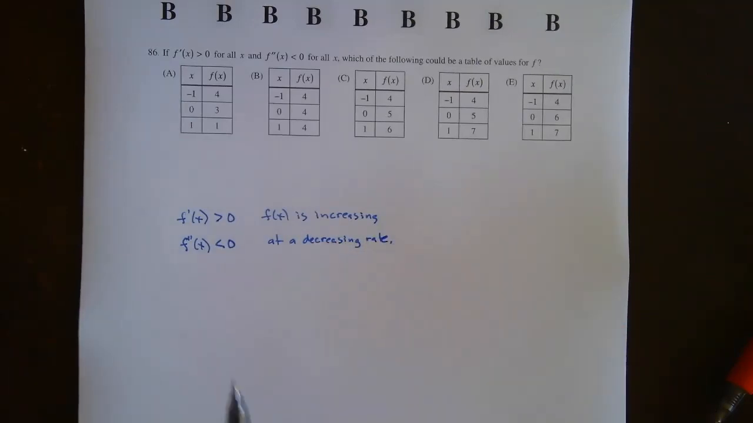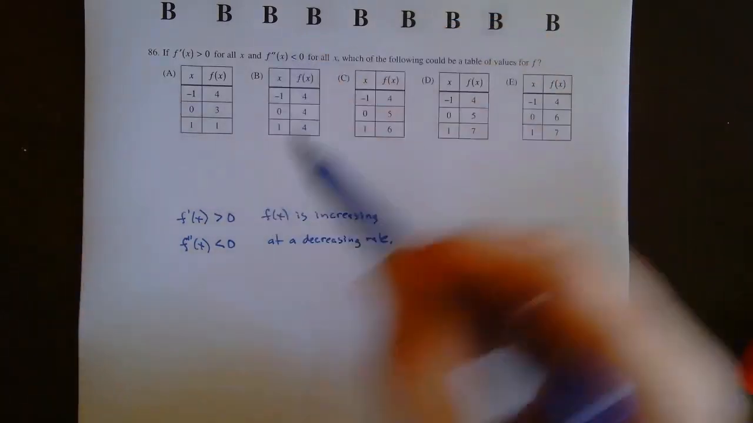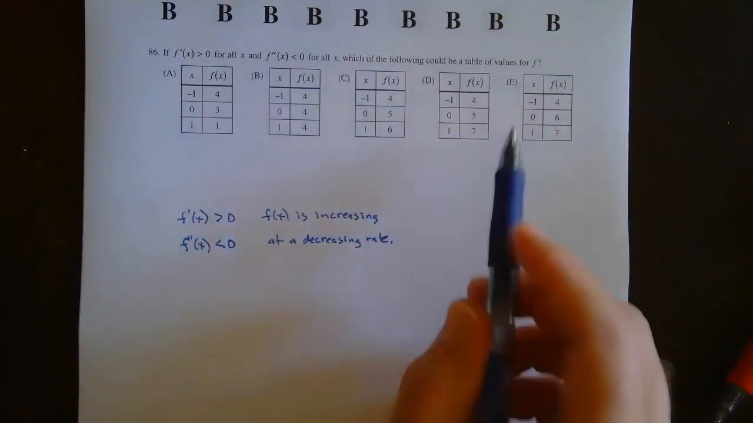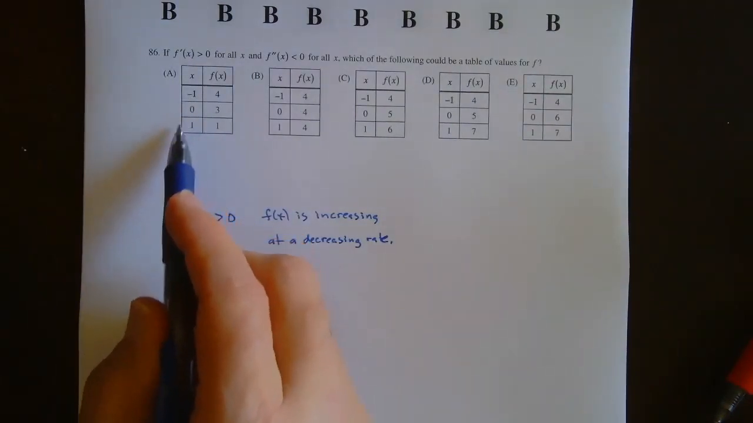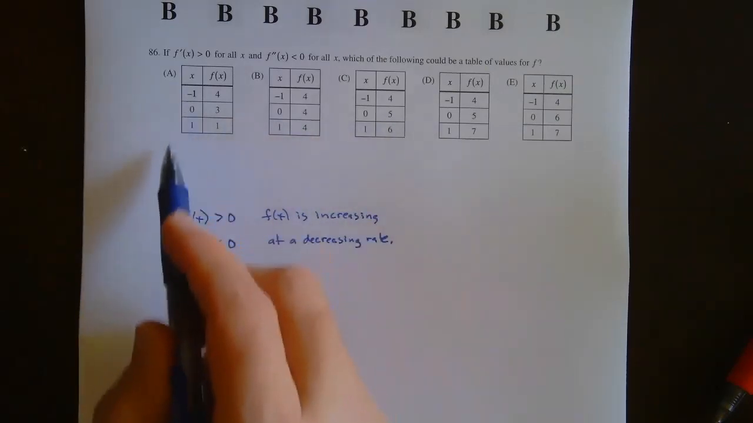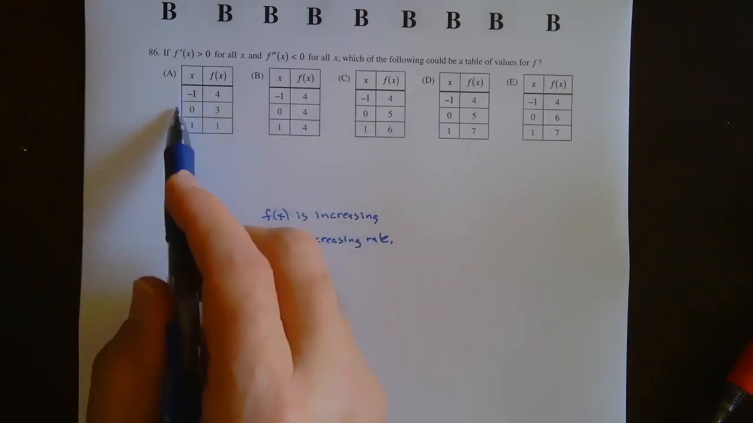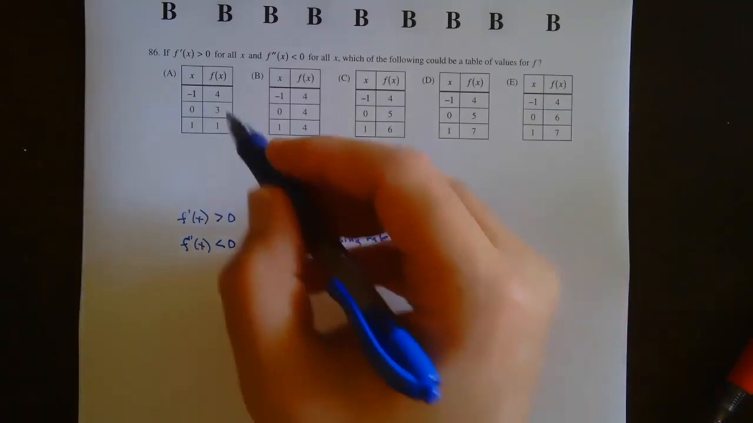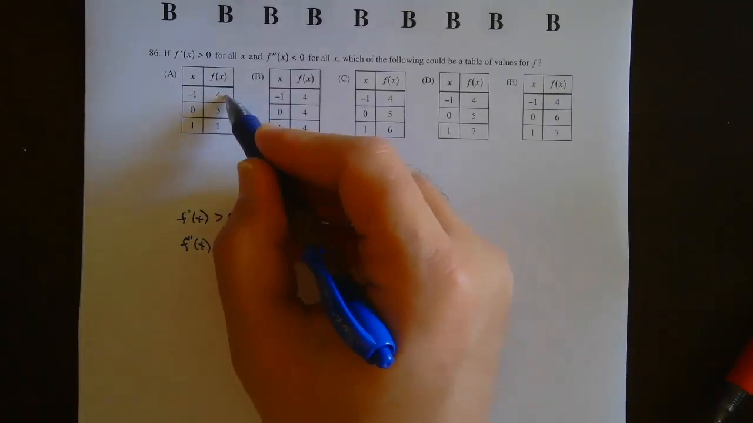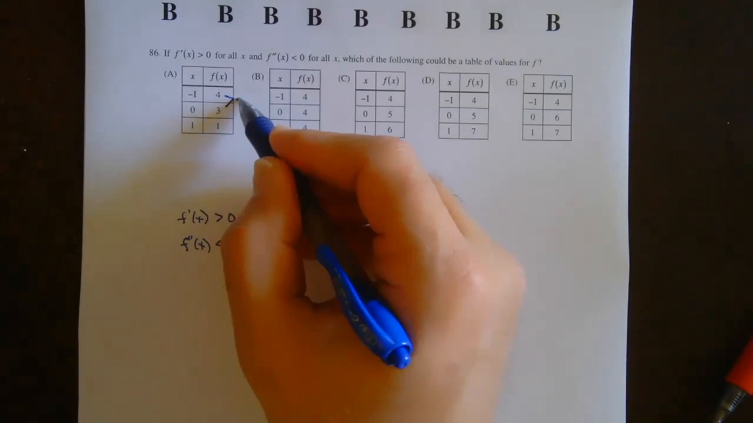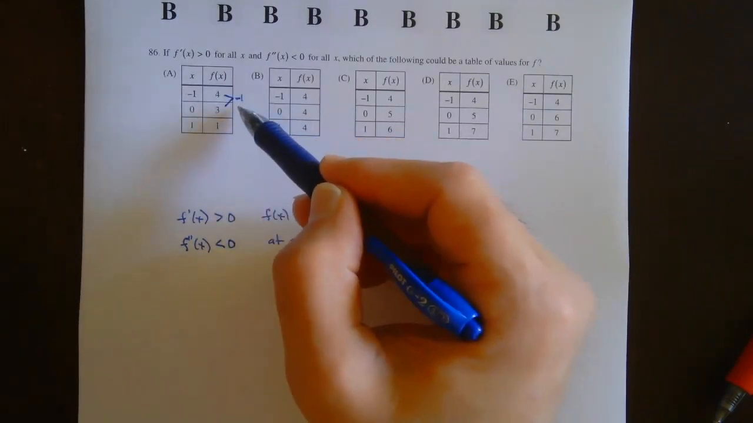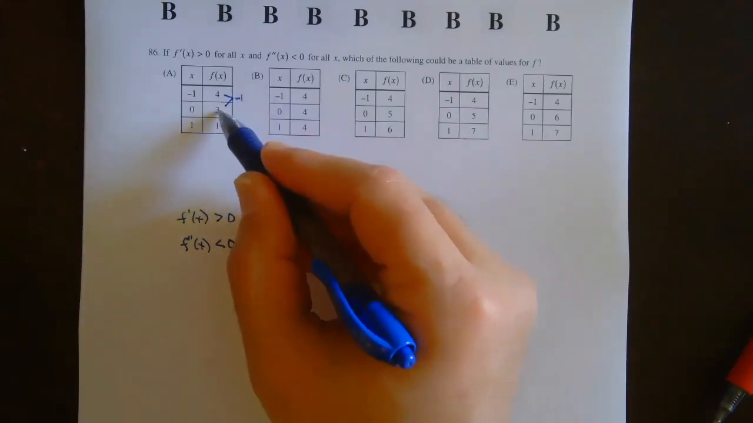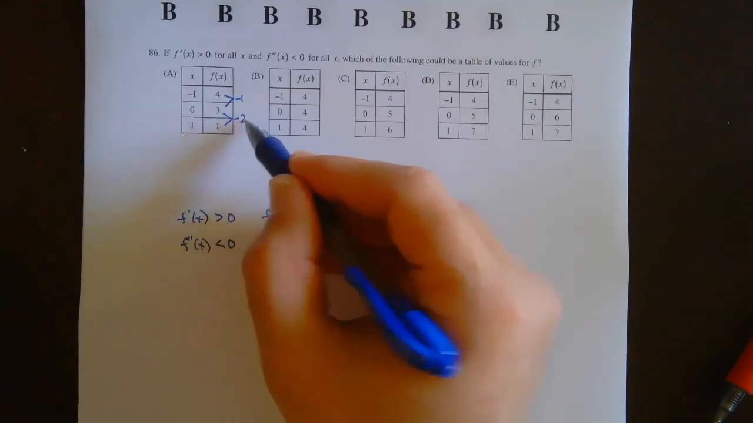okay? So if you look at this right here, what's nice about these tables is the delta x is 1, right? We're going from -1 to 0, 0 to 1, for each of these. So I'm going to kind of ignore that, because the delta x is going to be 1 for all of these. So right here, the change between 4 and 3 is -1. That means that between -1 and 0, there has to be a derivative that's -1, right? And then it goes from 3 to 1, that's a change of -2, right?